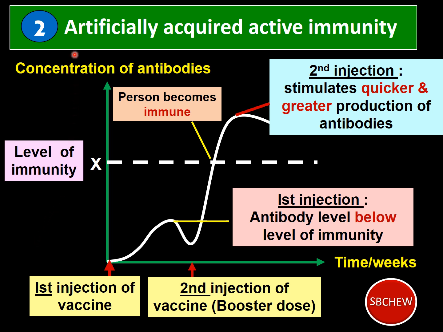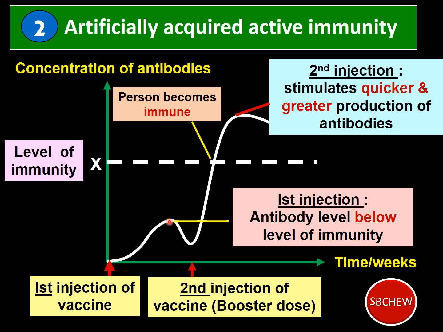So this is the graph for artificially acquired active immunity. The concentration of antibodies is plotted against time. For the first injection of vaccine, at the 0 point, when the vaccine is injected into the body, the weakened or dead pathogens will stimulate the lymphocytes to produce antibodies, specific antibodies against the pathogens. Thus, the concentration of antibodies will rise gradually as the lymphocytes produce more and more antibodies.